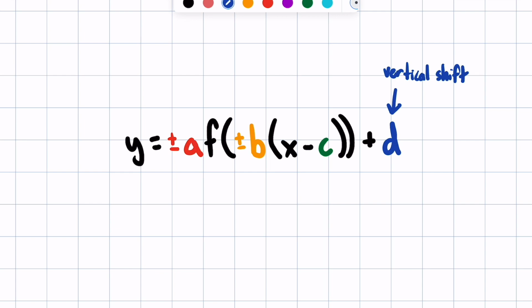And then plus or minus A. So the first thing to address is the plus or minus part. Basically, if this is negative, we are going to reflect the whole function. We're going to reflect it about the x-axis. So negative A, we reflect it over the x-axis, which means a vertical reflection. Now, A is going to represent our vertical stretch.